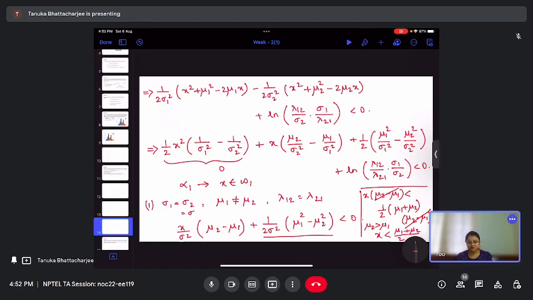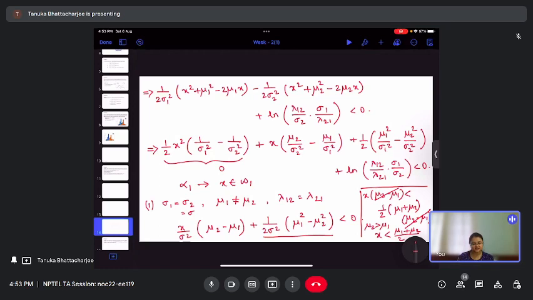Now, that is also intuitive, right? Because you have the same standard deviation for both the distributions, but the mean is different. So the intuition is you will put the decision boundary somewhere in the middle of the two means. So basically that is the case we are also getting here.